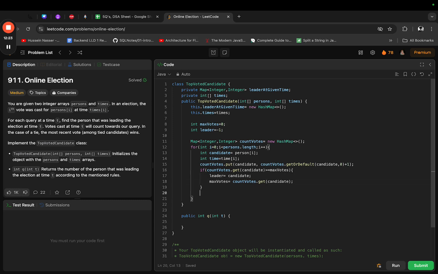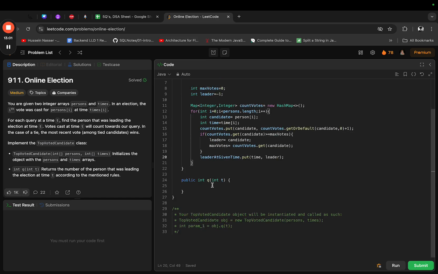Then we have to put that particular candidate at which time he is leading. We have to put it in leader at given time dot put, at which particular time he is leading. We have to put it, right? So that is what this method does.